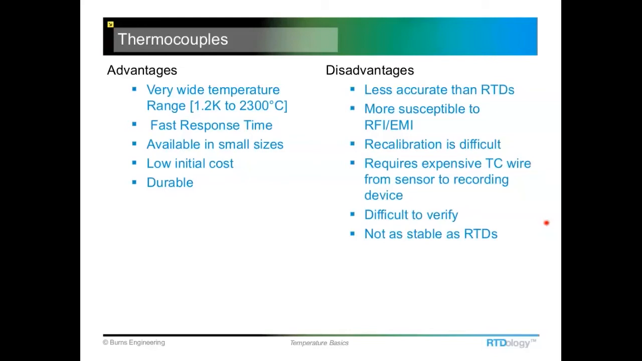And that's keeping all of the lead wires and everything all connected up the way they are. That way you will get a better idea of how accurate that thermocouple is as it's installed in that system. Long-term stability, like I said, they do drift, and so that can be a little disadvantage also.